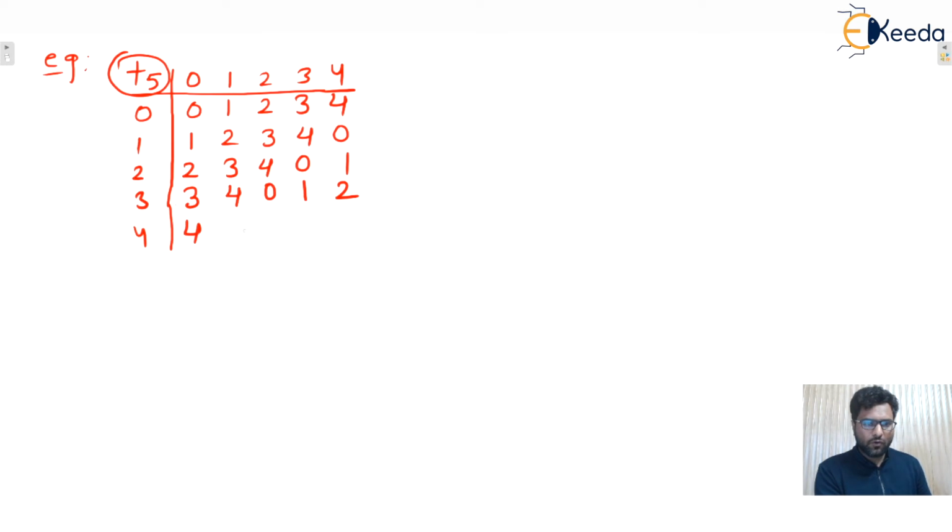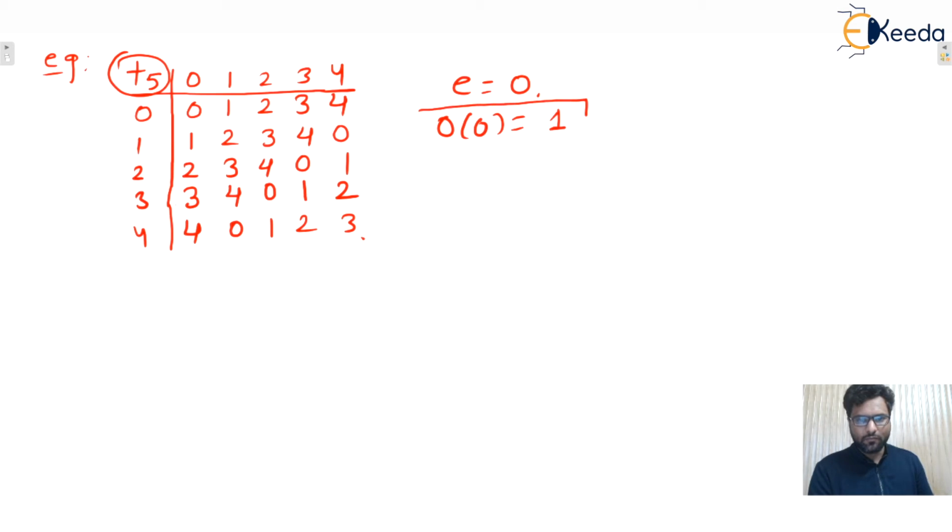Now the next one is 4, then 0, 1, 2, 3. So that will be the Cayley table given to you. Now remember, here the identity element is 0. So the order of 0 will be 1, always 1, because 0 raised to power 1 will be 0 only.